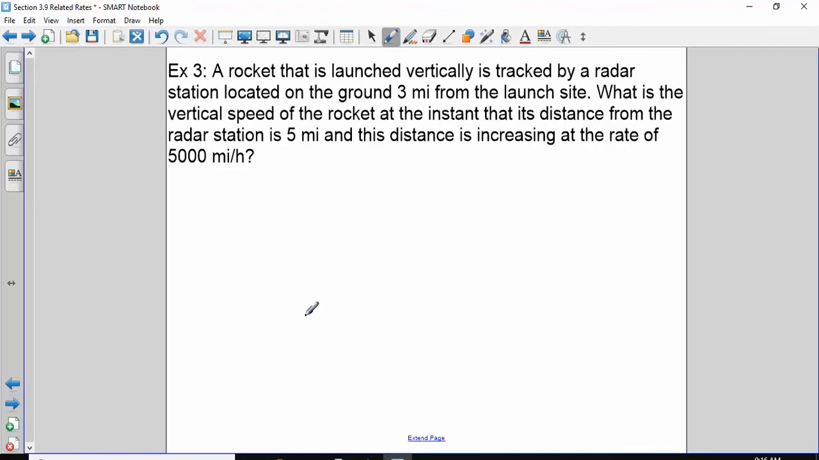A rocket that is launched vertically. So this is where we launch from. This is my launch site. If it's launched vertically, that means it's going straight up. There's our rocket going up. Is tracked by a radar station located on the ground 3 miles from the launch site. So if it's on the ground, that would be horizontal for my launch site. 3 miles away. So here's my radar station.